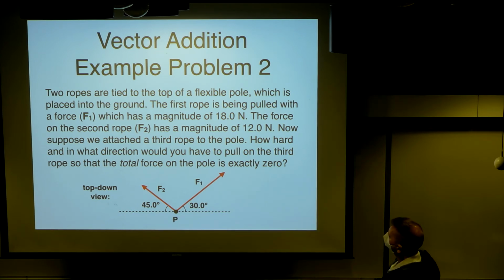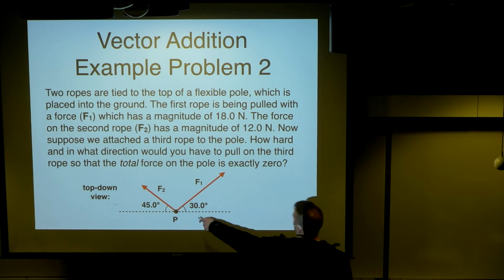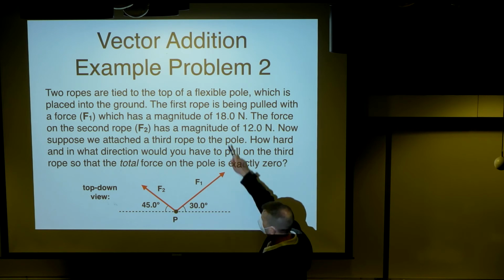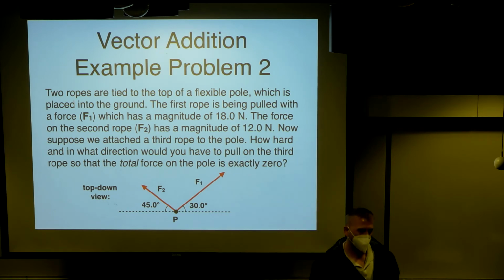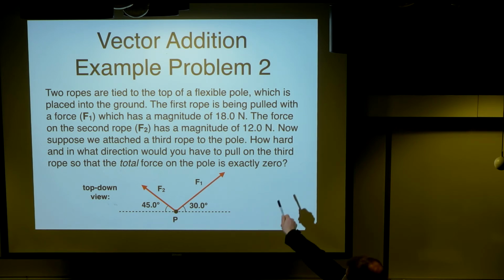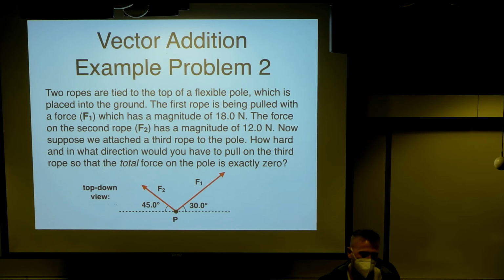So we have the first rope being pulled with a force F1, which has a magnitude of 18 newtons. Okay, so force is measured in units of newtons. We don't need to know what a newton is yet. We just want to do a calculation. We'll get to this in a couple chapters, what a newton actually means.